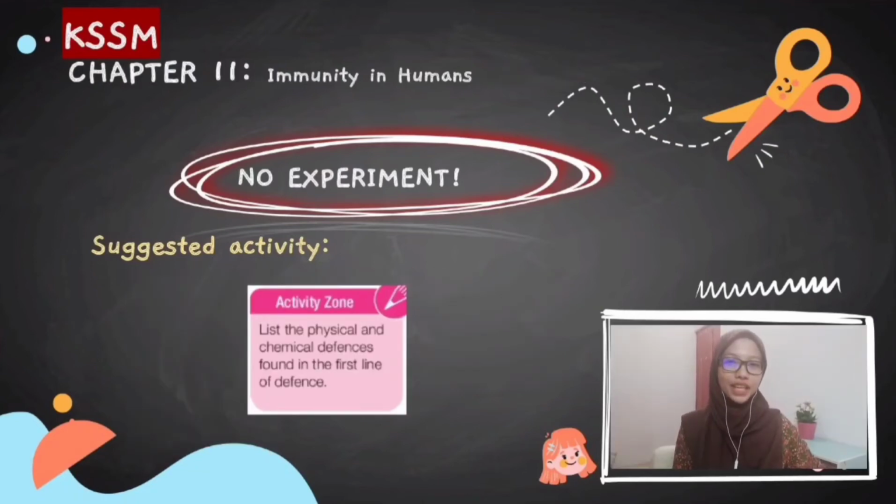Next, in Chapter 11, there is also no experiment suggested, but there is one suggested activity, in which the students need to list the physical and chemical defenses found in the first line of defense. The information required will help them to understand this immunity topic better.